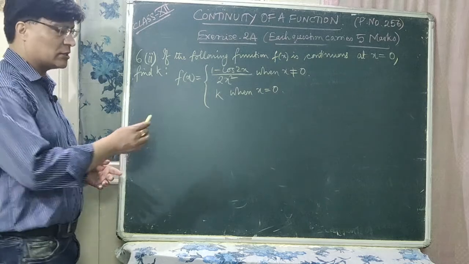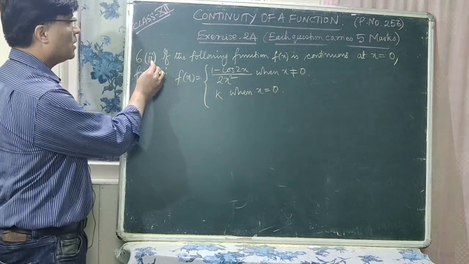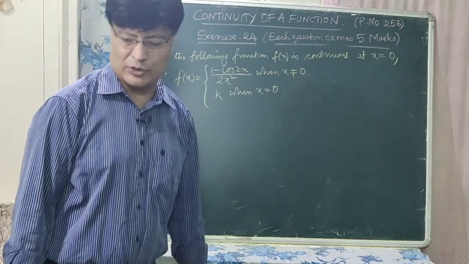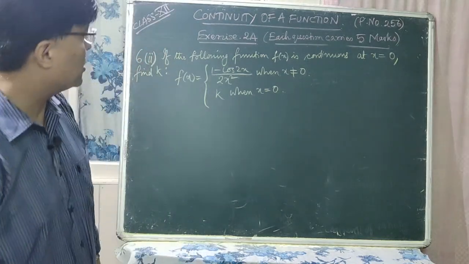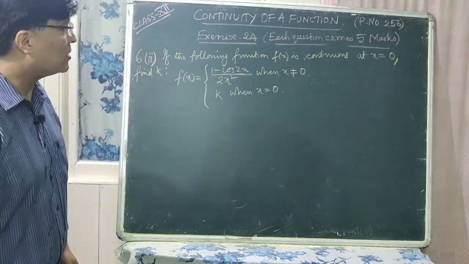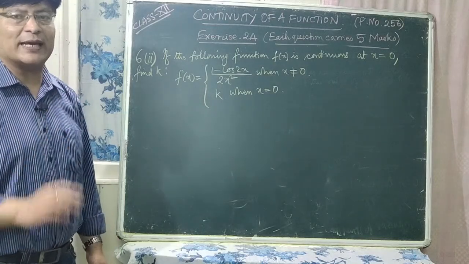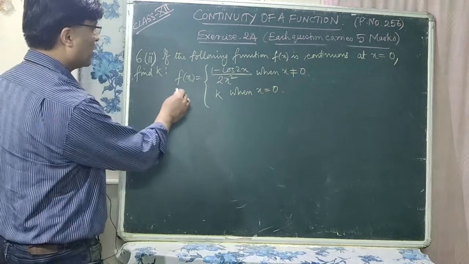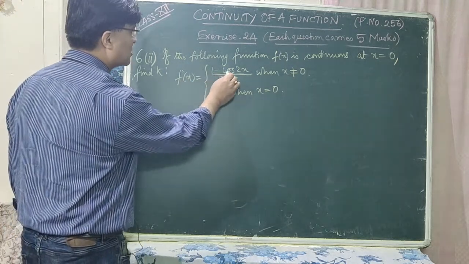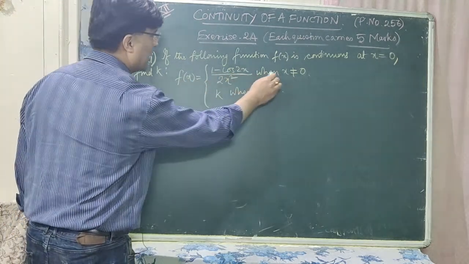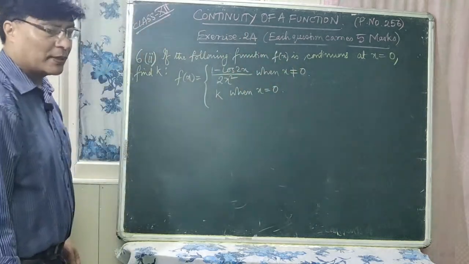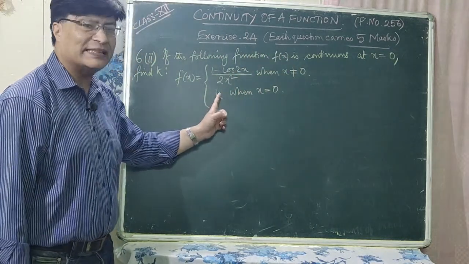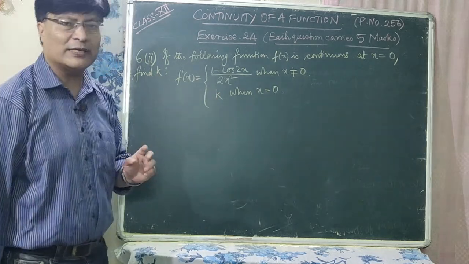So question number 6 number 2 is: if the following function f of x is continuous at x equal to 0. In the question it is given that the function f of x is continuous at x equal to 0. So what is the given function here? f of x is equal to (1 minus cos 2x) upon 2x square when x not equal to 0, and when x is equal to 0, the value for f of x is k. You have to find out the value for k.